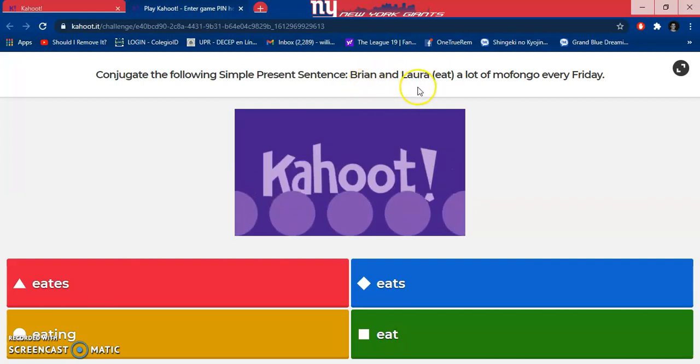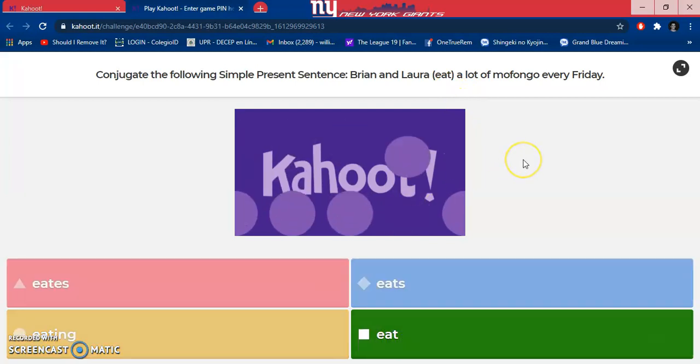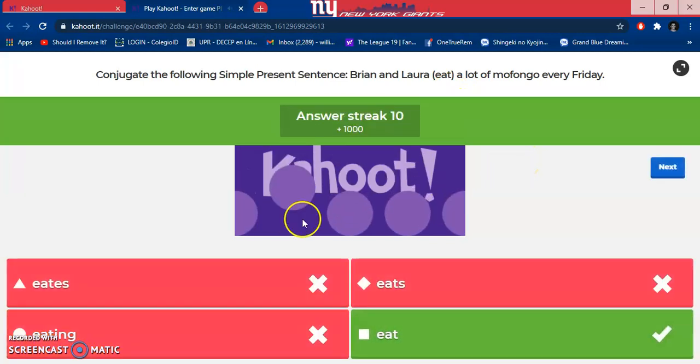Brian and Laura. If we change, si cambiamos Brian and Laura to a pronoun, sería they. Since the pronoun in here sería they, the verb is in third person plural, and if the verb is in third person plural, lo dejamos así y no lo conjugamos. So the correct answer is eat. And again, follows the formula. Subject, verb, rest of the sentence.